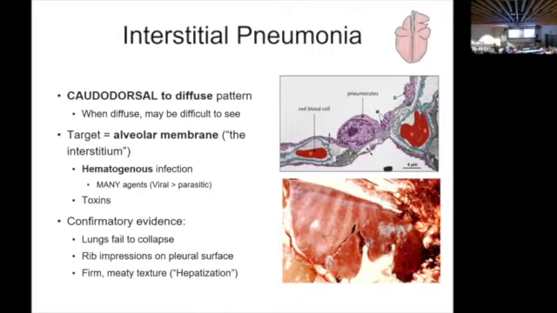Is it firm? Is it soft? What does it feel like? Really tell you what's going on. Because if it's diffuse, chances are you might miss it, especially if you haven't seen a lot of lung. So some confirmatory evidence of this to kind of help you out. Do the lungs fail to collapse when you open the chest cavity?